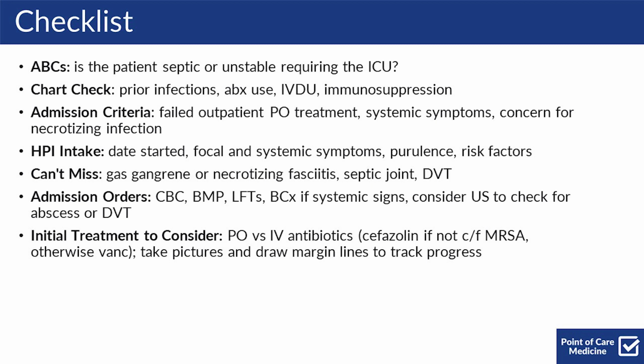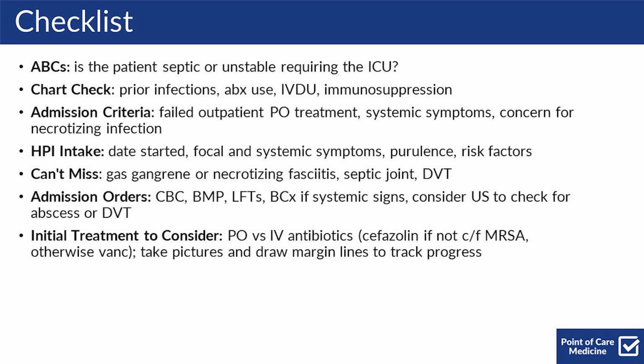Admission criteria for a patient with cellulitis include failed outpatient PO treatment, systemic symptoms, and concern for a necrotizing infection. Things that you might ask about include the date started, the focal and systemic symptoms, whether there's purulence, and the patient's risk factors, which we'll talk about more later. Things that you can't miss include gas gangrene, necrotizing fasciitis, a septic joint, or a DVT.